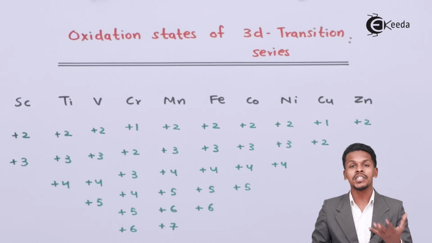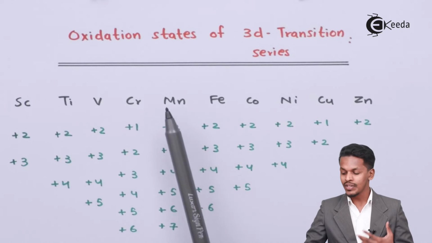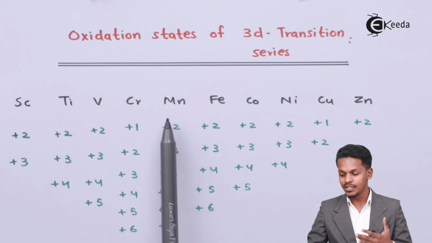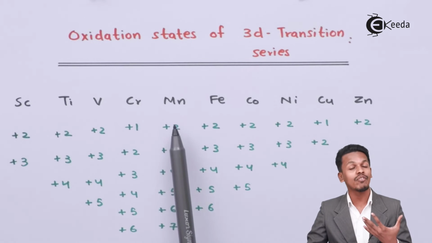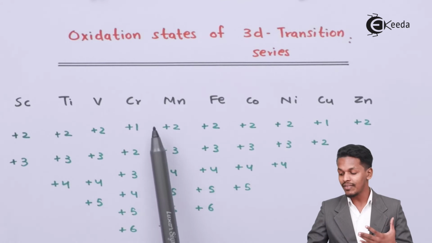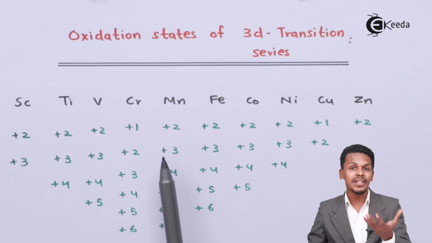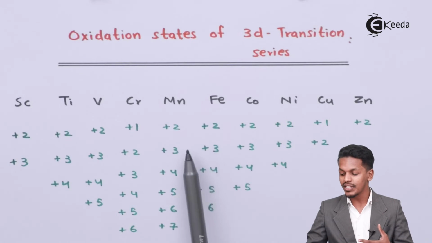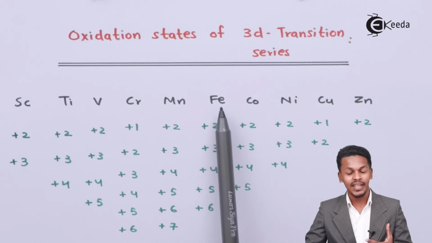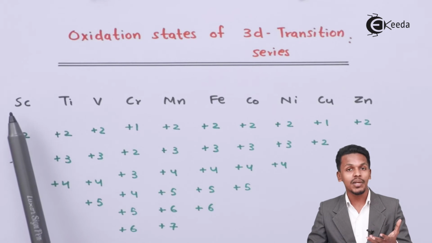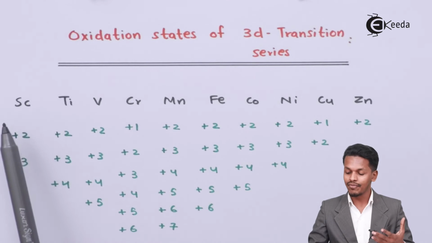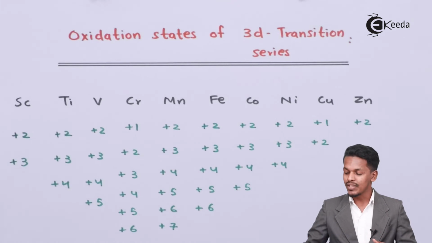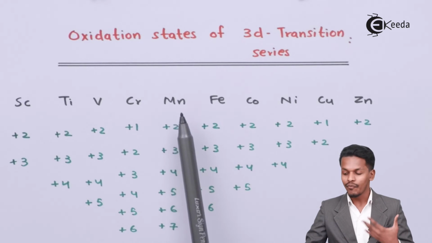Talking about the oxidation state of manganese, if we compare the oxidation states of manganese as +2 and +3, let us understand which one would be more stable. Similarly, we can also judge the stability of the +2 and +3 oxidation states of iron, and of scandium.